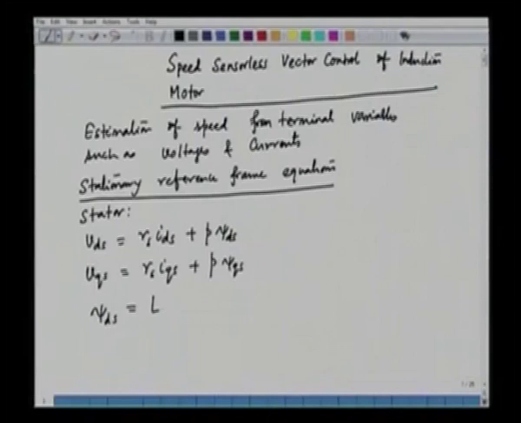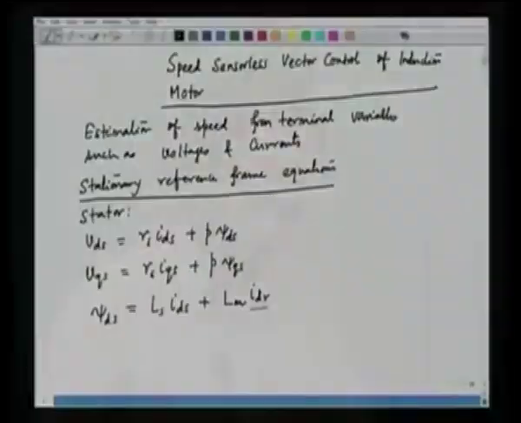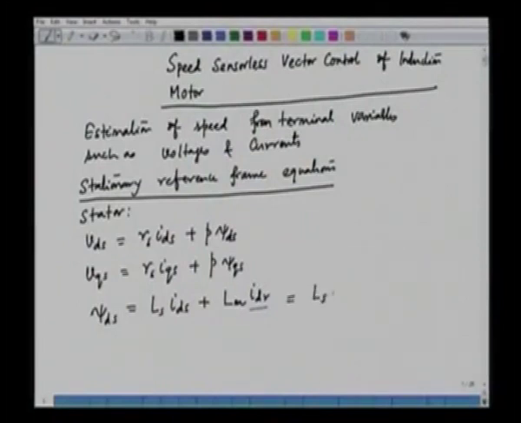And we can also write down the expression for psi ds. Psi ds equal to Ls Ids plus Lm Idr. Now, as we have already seen, Idr is difficult to measure. So, we do not have any idea about the rotor current. So, we have to estimate this current, or we have to express this current in terms of the stator current and some other variables. So, Idr is replaced in the following fashion: (psi dr minus Lm Ids) by Lr. So, we have been able to replace the rotor d axis current by the following expression.